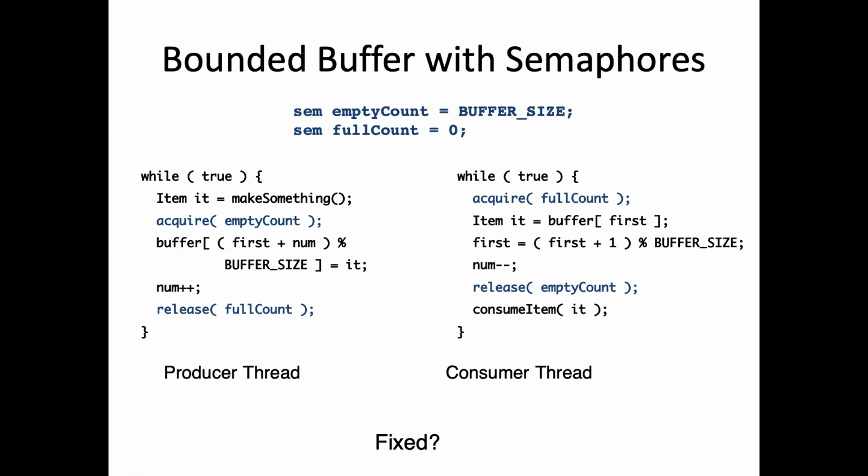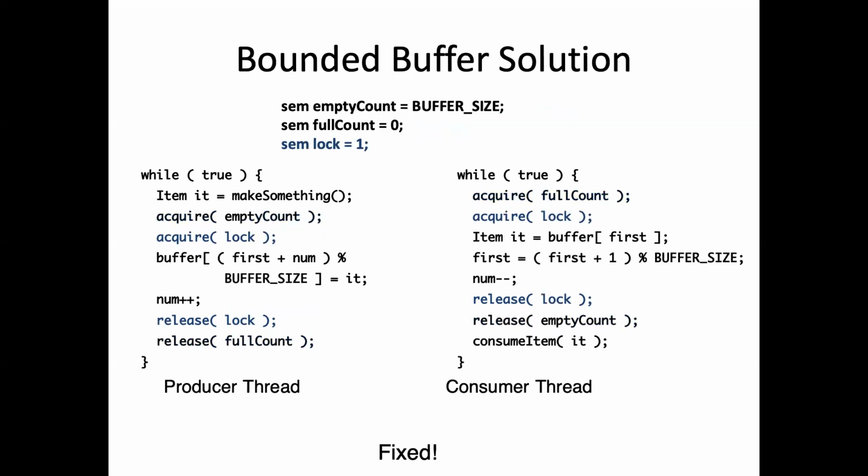The only thing we need to do, though, is put mutual exclusion code around this. If a producer is in the middle of putting an item in the buffer, we don't want any other producers to be messing with the buffer, nor do we want consumers to be messing with it. Same thing over here. If a consumer is in the middle of taking an item out of the buffer, we don't want anyone else messing with that buffer.